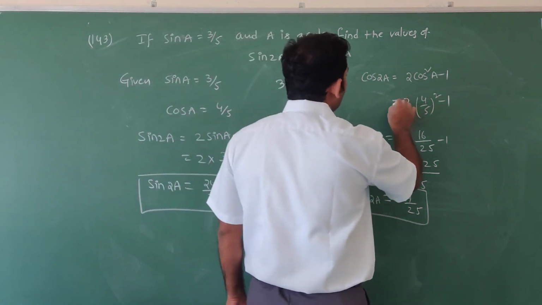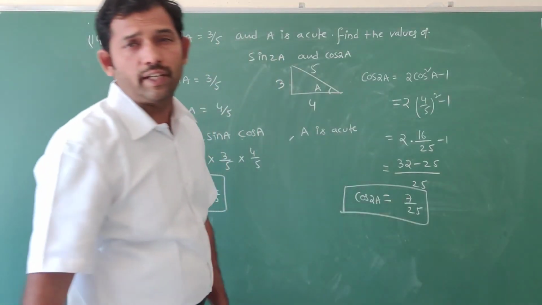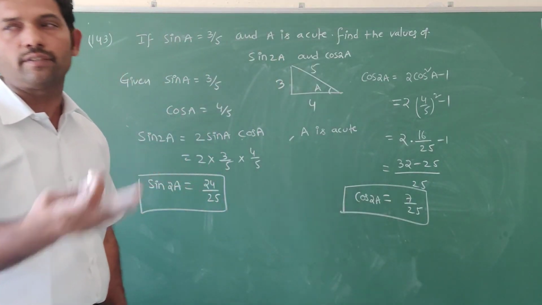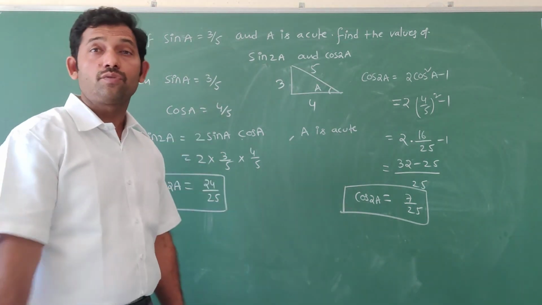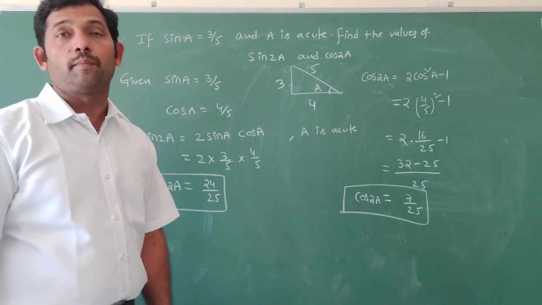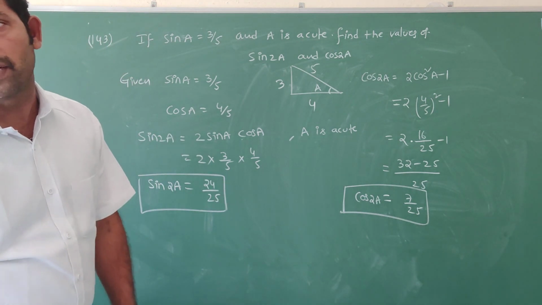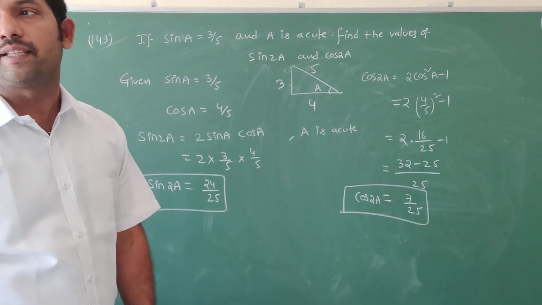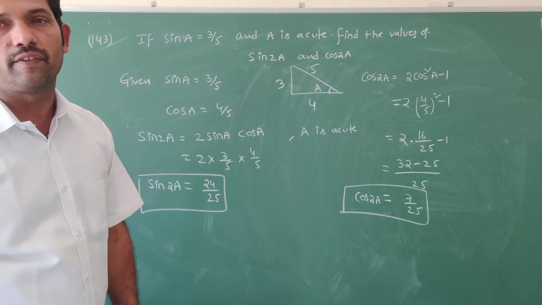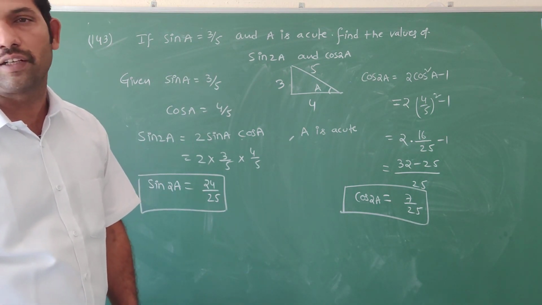You can also use the cos 2A formula in terms of sin: 1 minus 2 sin square A. Another formula is 1 minus tan square A divided by 1 plus tan square A. You can use any one, and we get the same solution, 7 by 25.